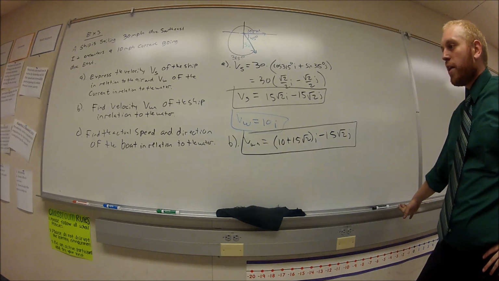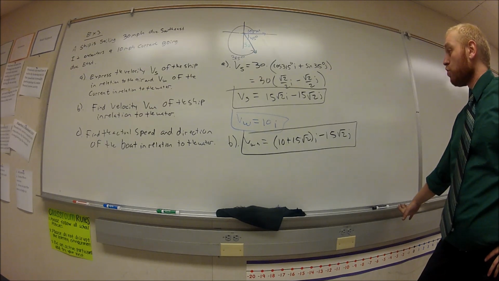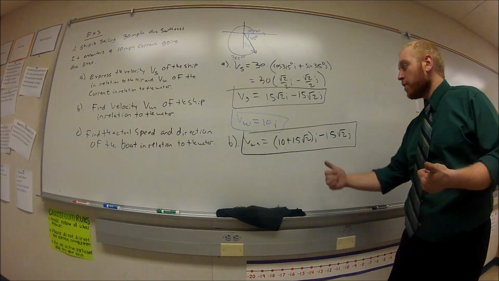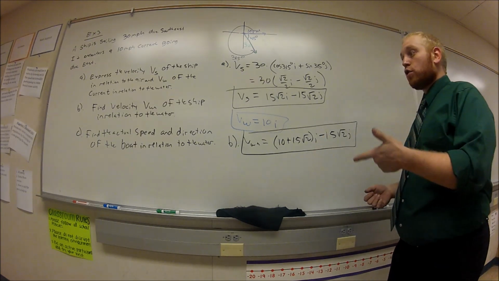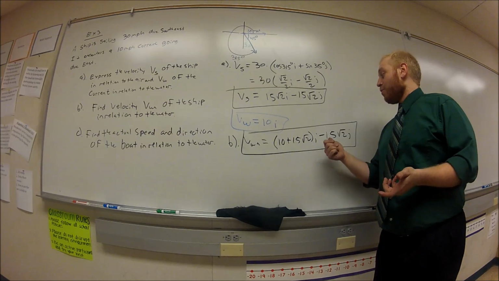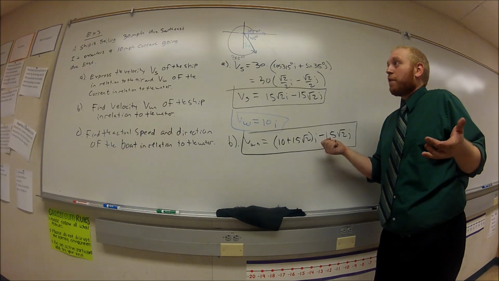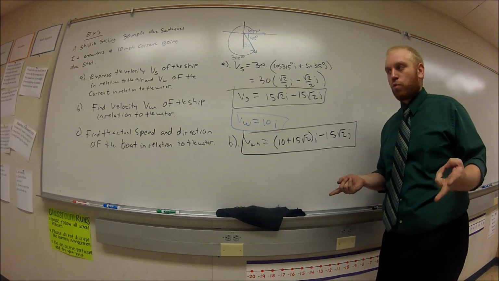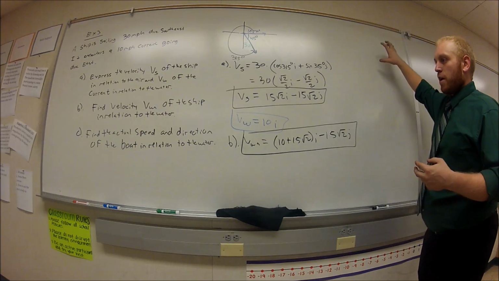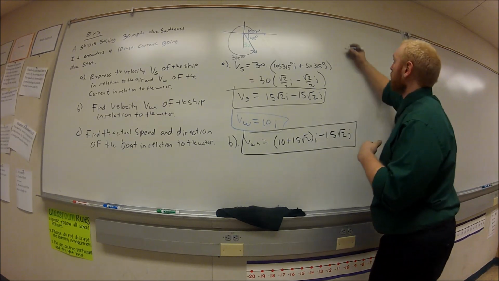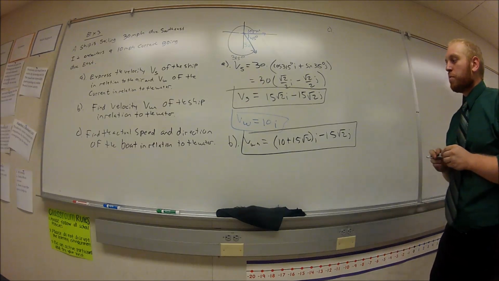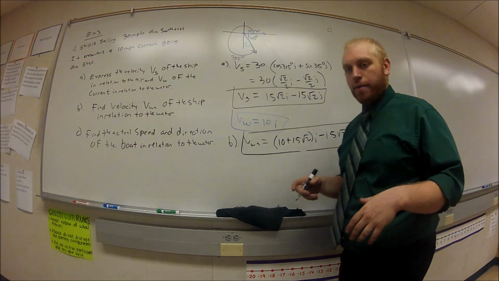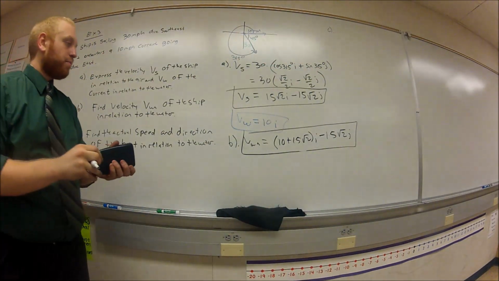Now, find the actual speed and direction of the boat in relation to the water. Well, the actual speed, that'd be the magnitude of that vector. For the direction, we got to figure out the direction angle of that, and then figure out what its main direction was and what its subdirection was. Find the actual speed. Well, remember what I recommend doing. At this point, I recommend getting that in decimals. Let's get a decimal form.